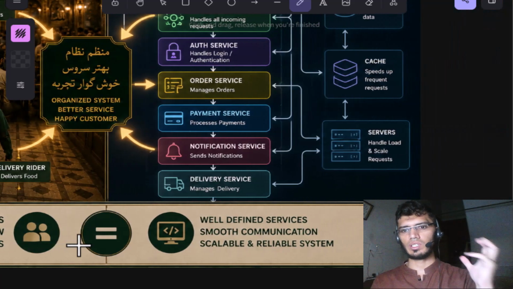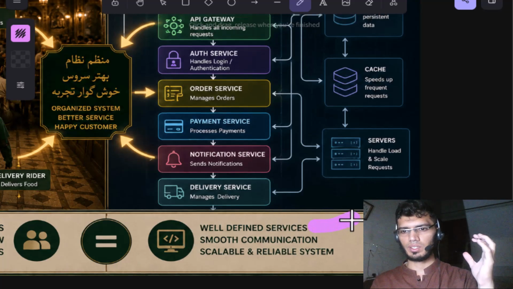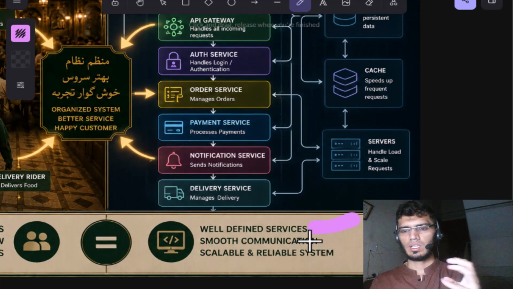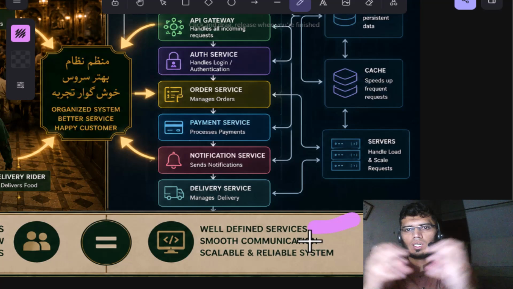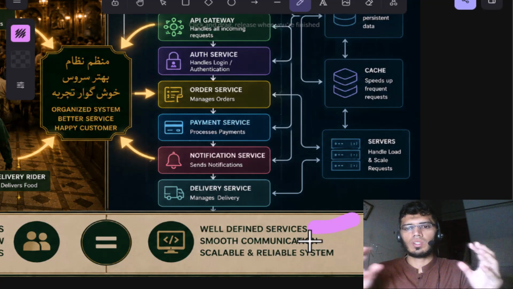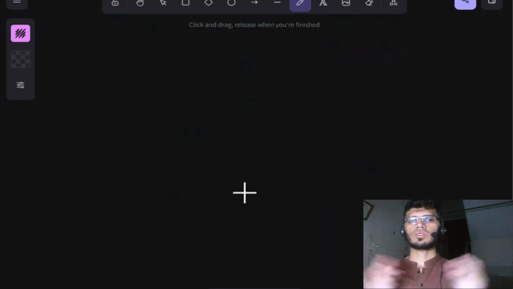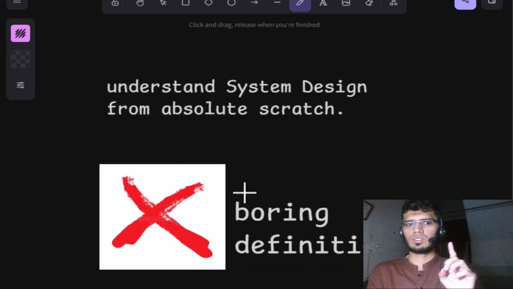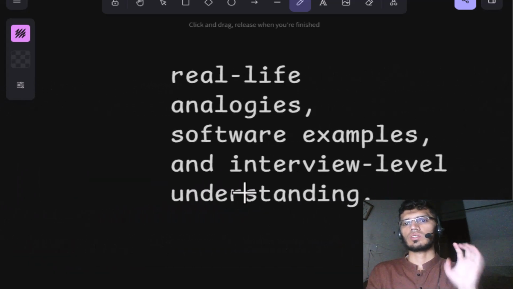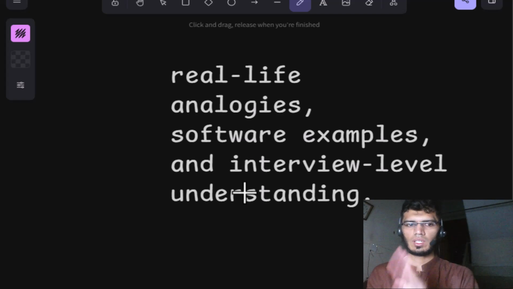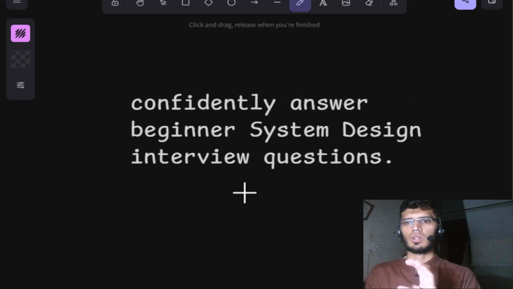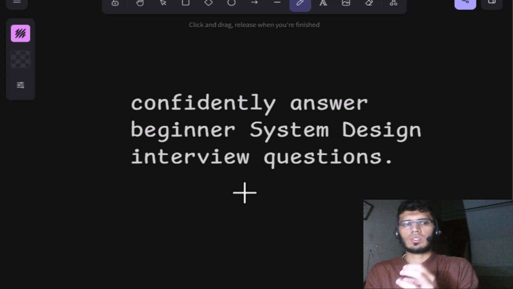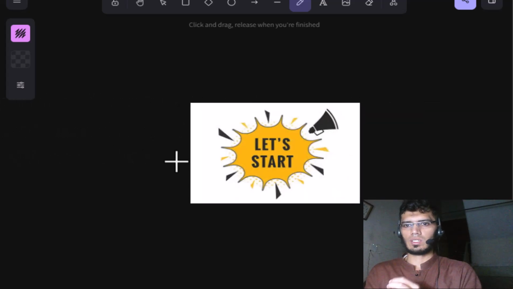Similarly, in software engineering, you ensure that systems are well defined and that there is communication between services like database and cache. All these services' definition, synchronization, and communication will result in a scalable system. In today's video we are going to understand system design from absolute scratch, not with boring definitions but with real life analogies, software examples, and interview level understanding. By the end of the video you will confidently answer some of the most frequently asked beginner system design interview questions. Let's get started.